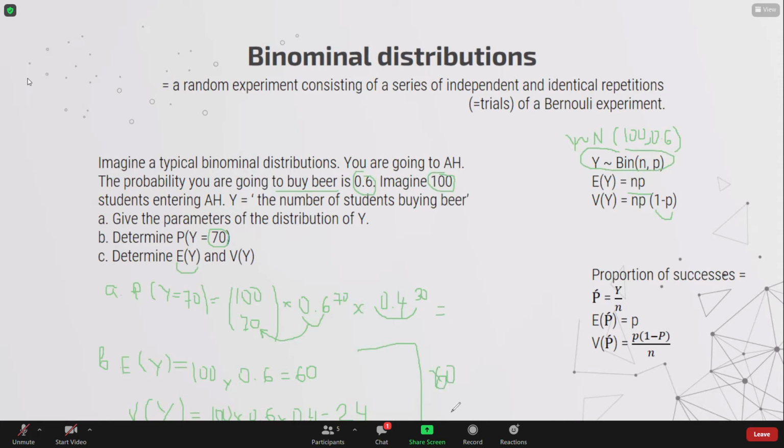What would be the answer if we know that 70 students buy a beer, to find the expectation of Y being equal to 70? What would be the expectation? And then the variance.